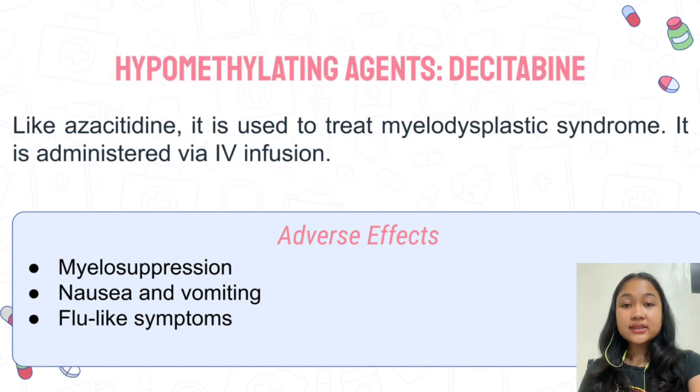Next drug is decitabine. Like azacitidine, it is used to treat myelodysplastic syndrome. It is administered via IV infusion. Adverse effects are myelosuppression, nausea and vomiting, and flu-like symptoms.